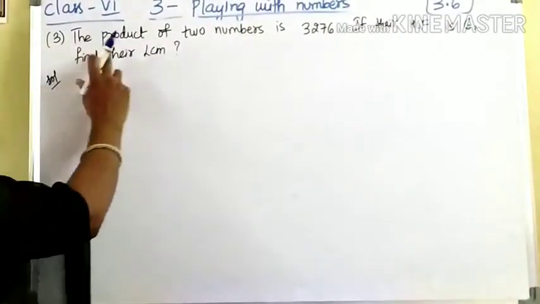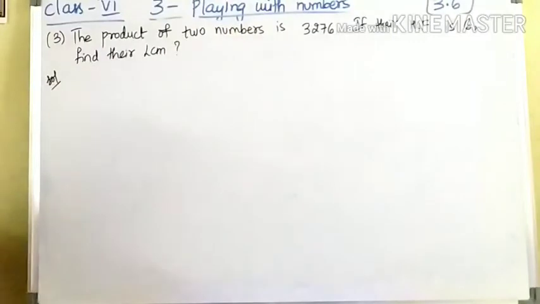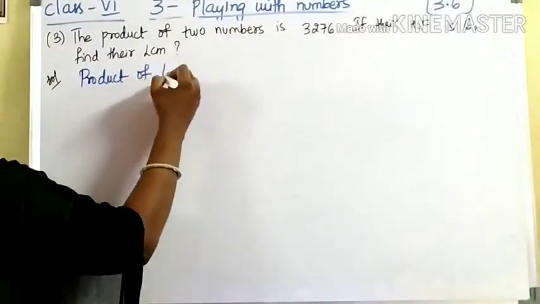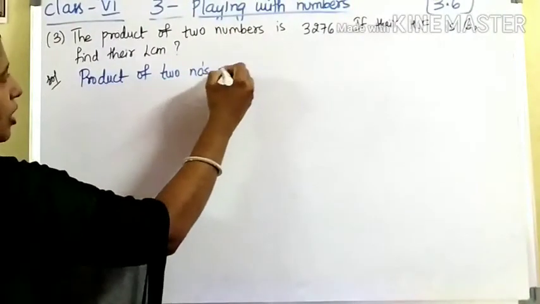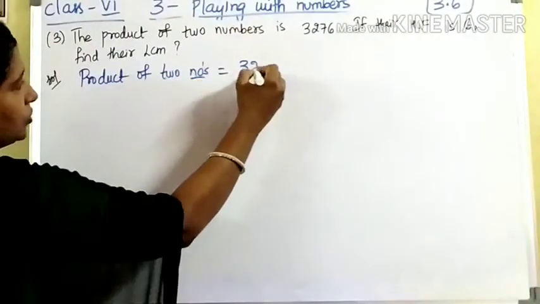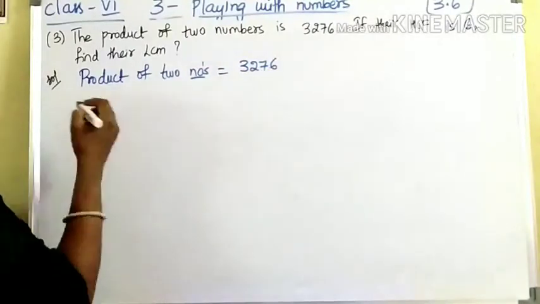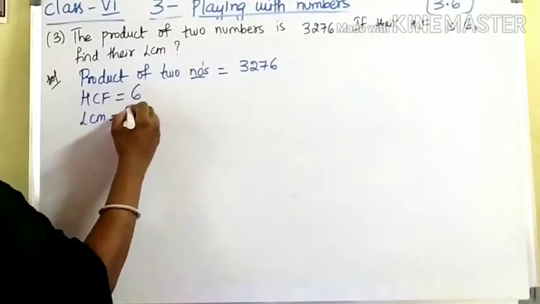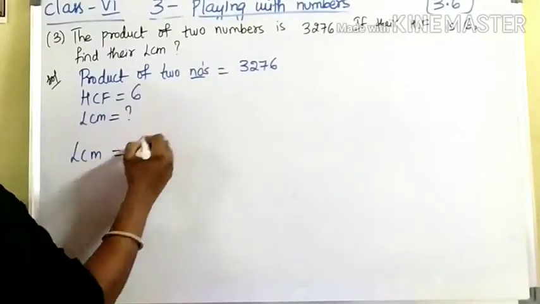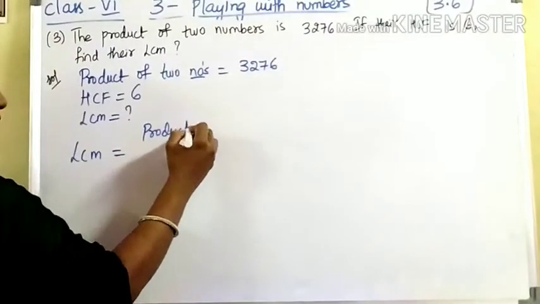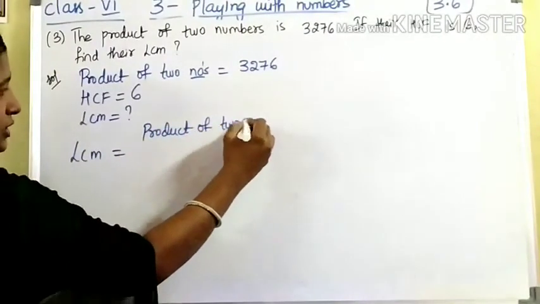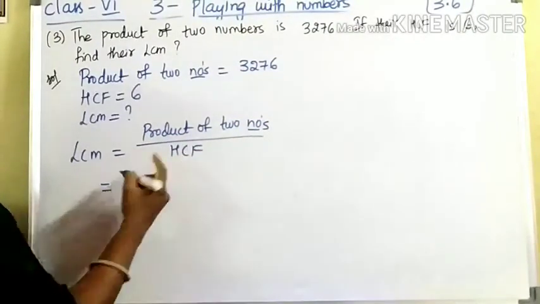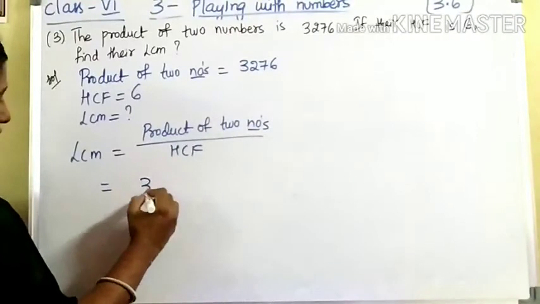Third sum. The product of two numbers is 3276. Here they give the product of two numbers as 3276, and the HCF is 6. They are asking you to find the LCM. So what is the formula for LCM, children? Product of two numbers by HCF.